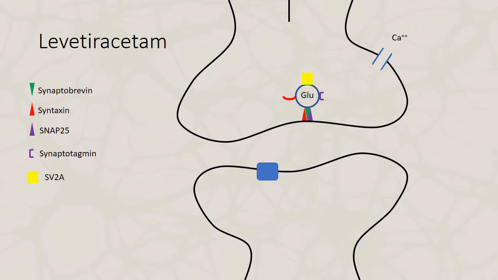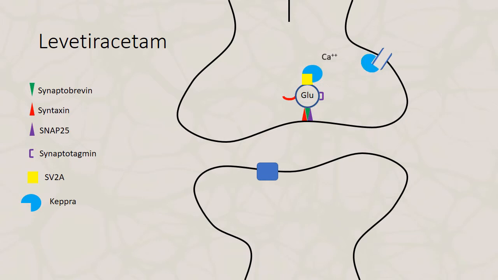Another protein on the vesicle not previously discussed is called SV2A. We don't understand the full function of SV2A, but we do know if Keppra binds to it, it will change the conformation of synaptotagmin, making it more difficult for calcium to bind to it.